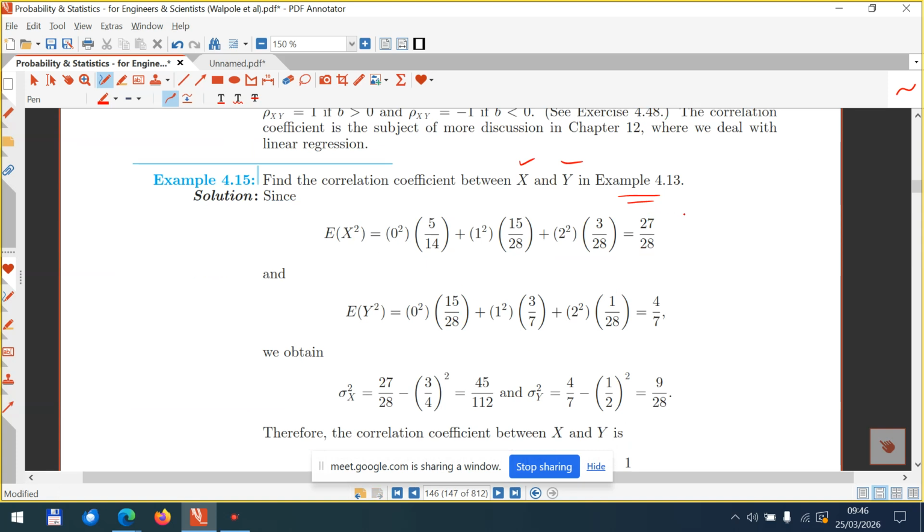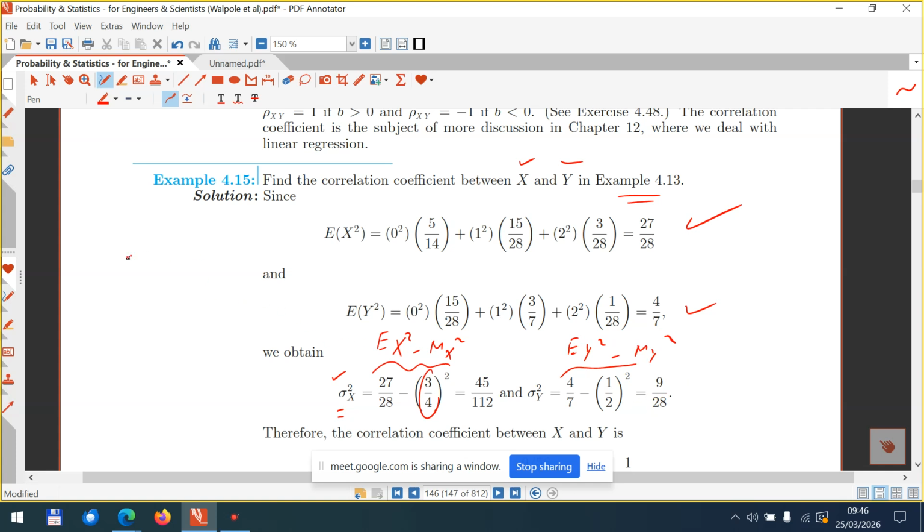First you compute the expected value of the square of x, and from these two, which formula was used to compute the variance of x? Remember, it is expected value of x squared minus, can you tell me? Mu x squared, right? Mu x is 3/4 from that example. And here it is expected value of y squared minus mu y squared.